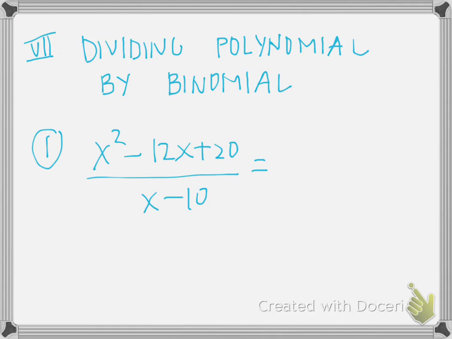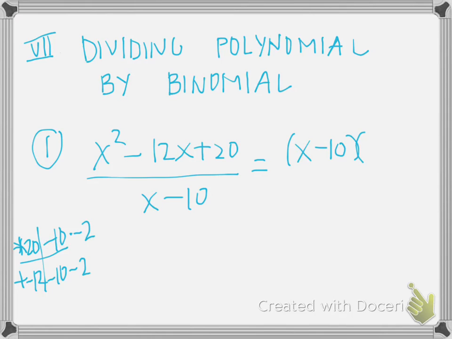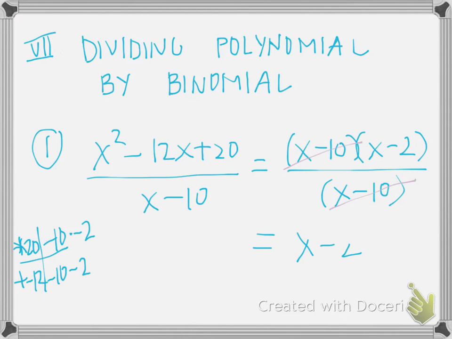So I'm going to factor my numerator. I ask myself what multiplies together to give me 20 and adds together to give me negative 12. So it's going to be negative 10 times negative 2, and negative 10 minus 2 would give you that negative 12. So this is going to factor to x minus 10 times x minus 2, and this is all going to be over x minus 10. Well, I've got an x minus 10 in the numerator and an x minus 10 in the denominator. So, final answer, I'm going to be left with x minus 2.